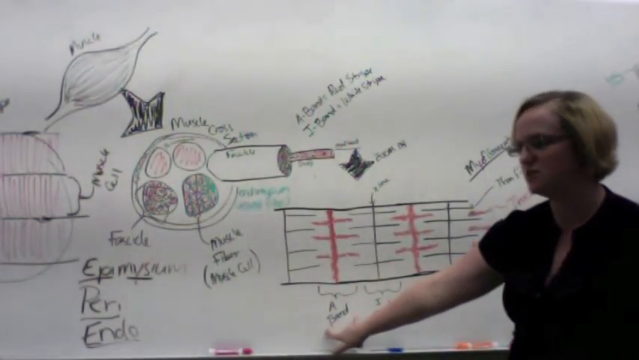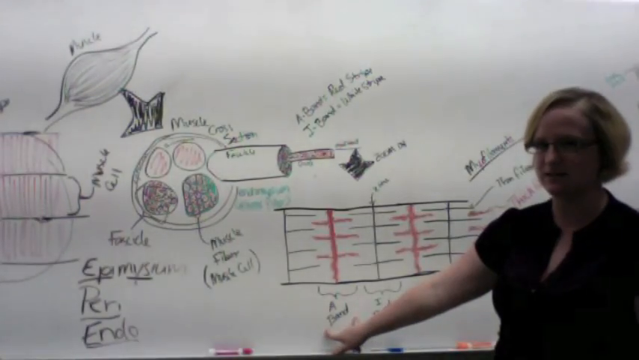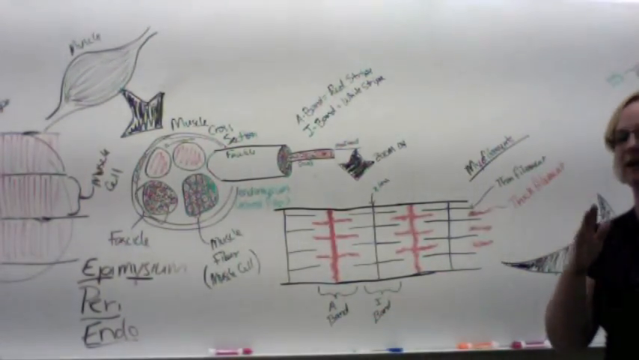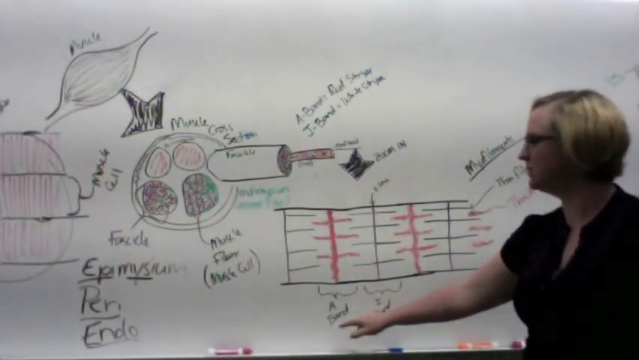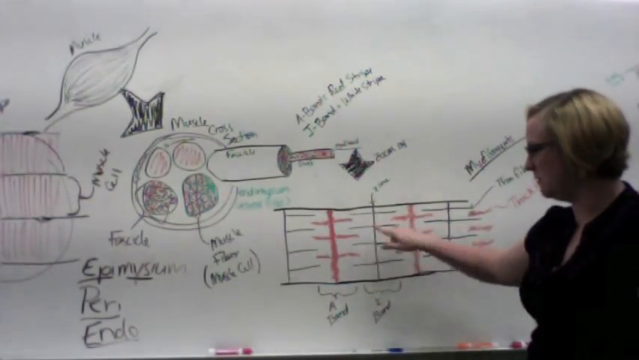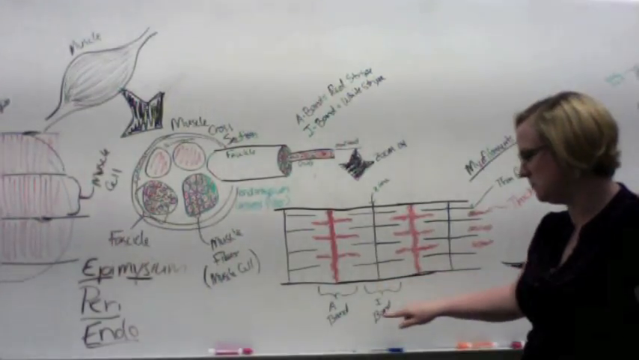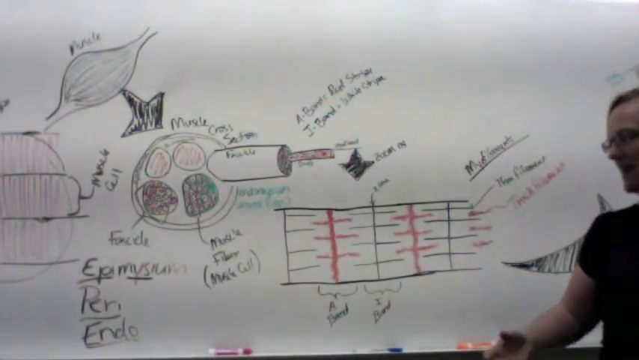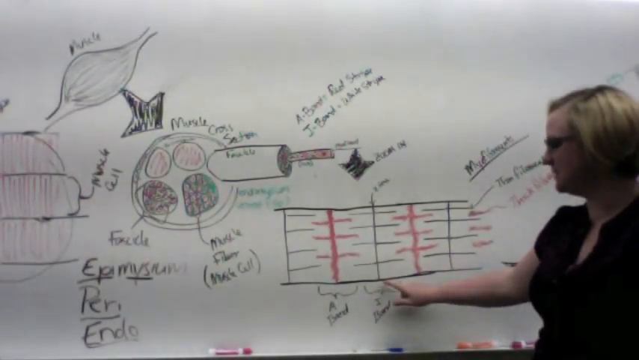The red stripes are referred to as the A band. I always think it's darker, so dark has the letter A in it, so there's the A band. The white stripe where you see only thin filaments, that's the I band. And I always think light or white has the letter I in it, so that's I band.